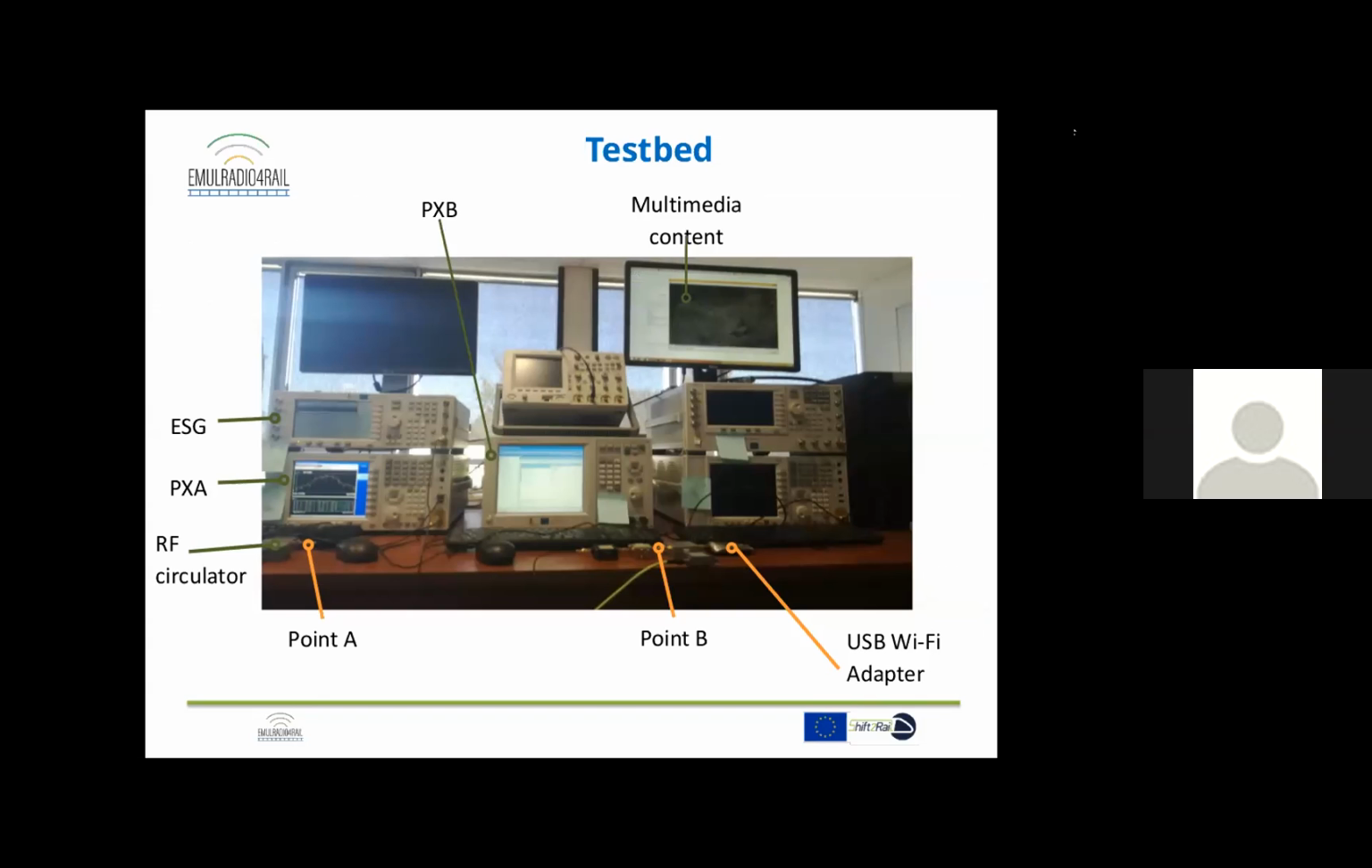And also here we have point A and point B, which refer to the input and output signals between our instrumentation. Here we can see all the hardware except for the access points, because they are kept far away from the main test bed in order to avoid any RF leakage.